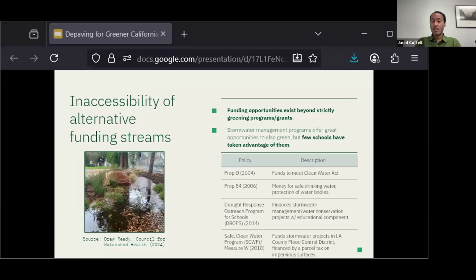And as you can see from this picture here on the left-hand side, this is, I believe, Normandy Elementary School that actually received money from a stormwater program where they were able to tear up some of their pavement and replace that with bioswales and a lot of different green infrastructure, including trees. So there's all these great funding opportunities. We have a few examples here of different stormwater management program funds that have been developed over the years and what their purpose was. The problem is that even though these exist, few schools have actually taken advantage of them.